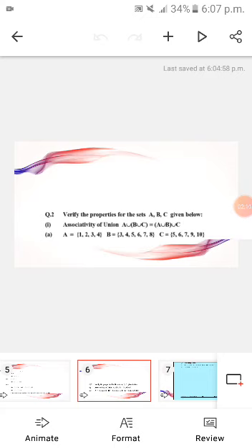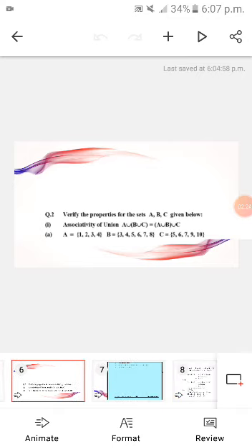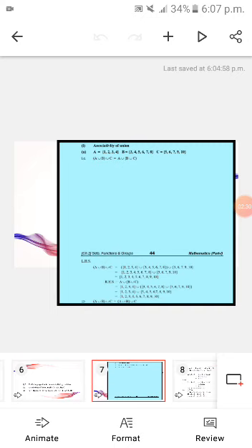Question number 2. Verify the property for the sets A, B, C given below. Firstly, associativity of union: A union (B union C) is equal to (A union B) union C. Part number 1 is, here three subsets are given. We are solving A union (B union C) equals (A union B) union C. The results of the left hand side and right hand side are equal.